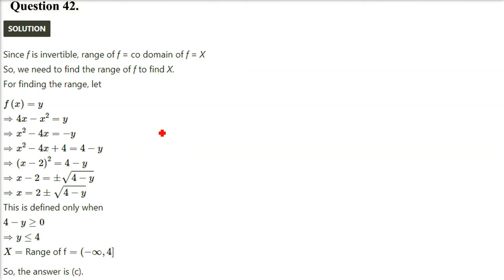And next question is your question number 42 here. Let f be from 2 to infinity, directed to x. So we have domain as 2 to infinity, range as x, and this is defined by a function f(x) equals 4x minus x square. Then f is invertible if x equals. So this x is nothing but the range, so you have to find out the range. If it is invertible, the range and codomain have to be equal.